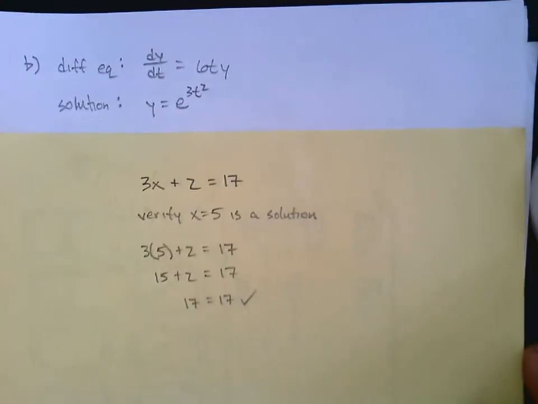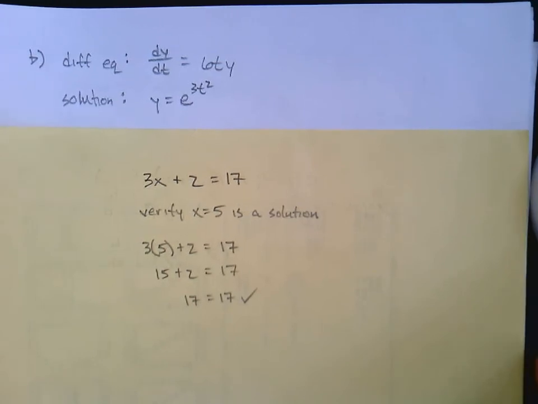Part B. Let's try dy over dt equals 6ty. That's our differential equation. And we're just going to tell you the solution. The solution here is y equals e raised to the 3t squared. All right. So let's verify that that is the solution.